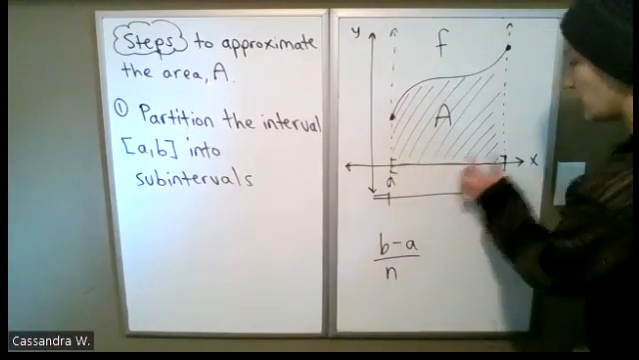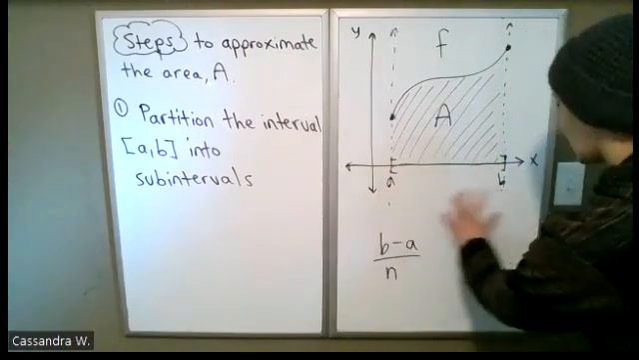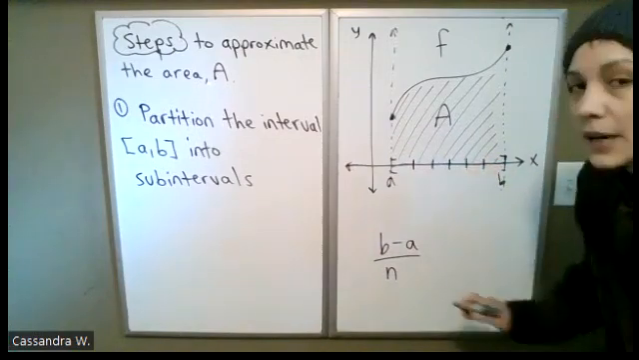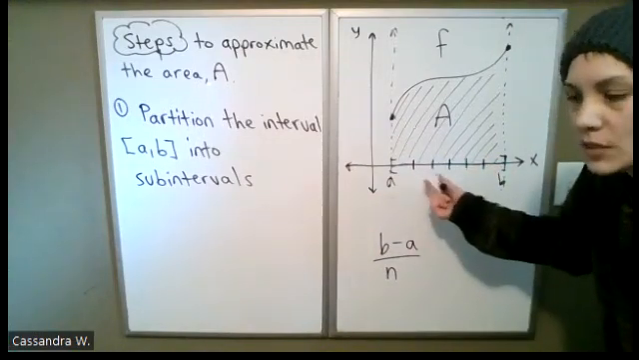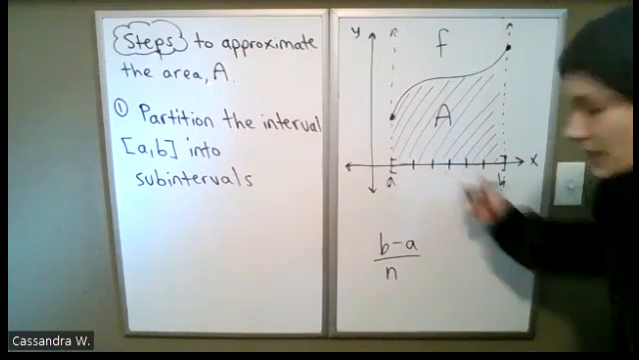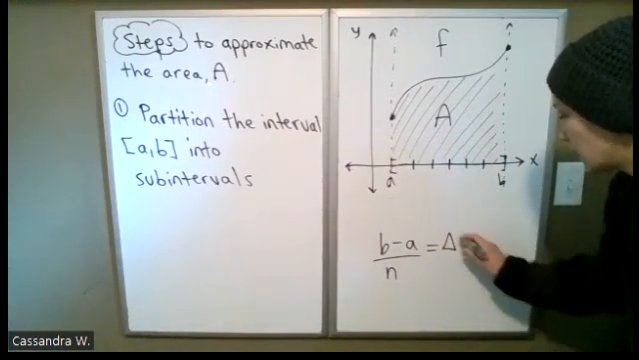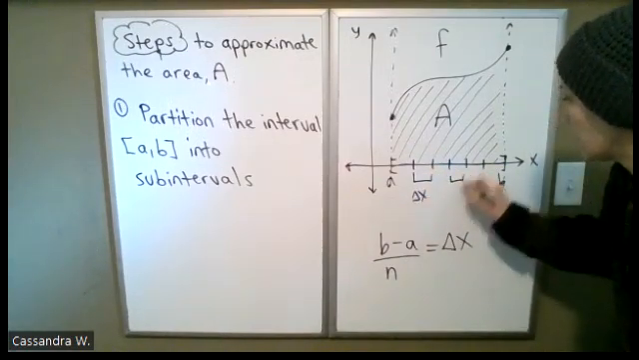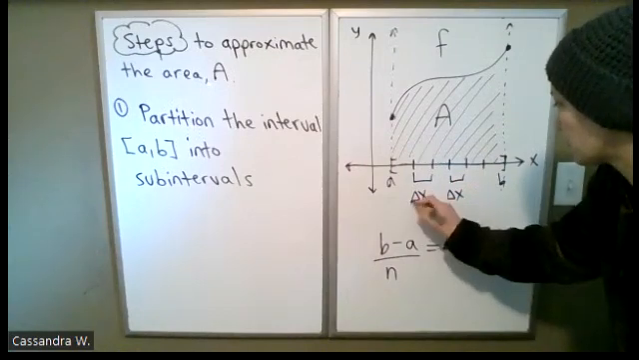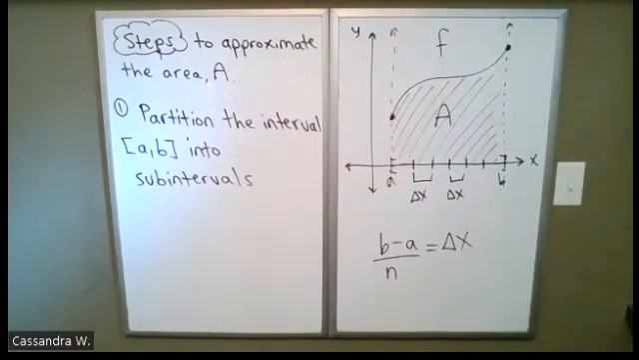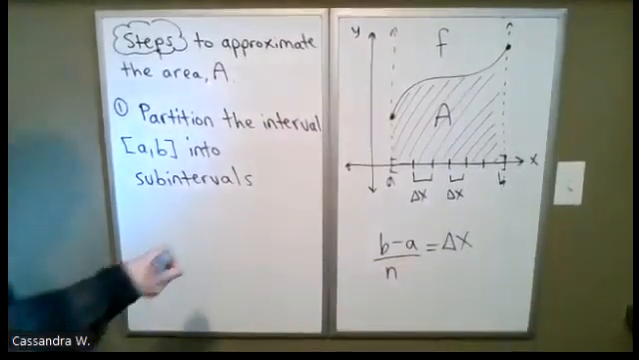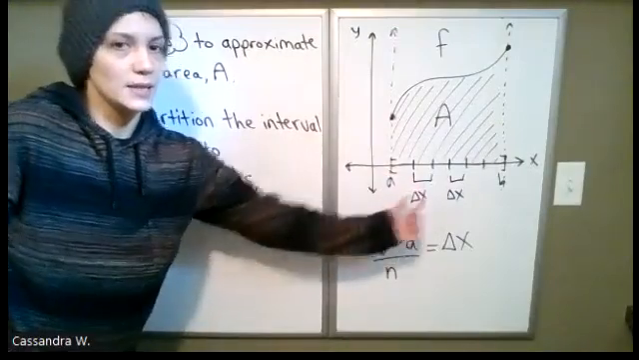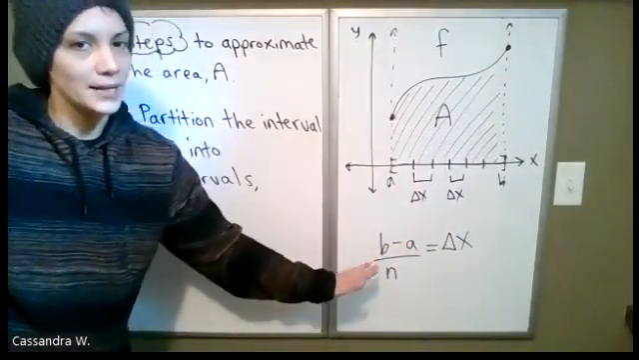So split this up into strips, all the same width. And we're going to call that, it's a change in x, delta x. So this is delta x. Every subinterval has width delta x. Delta x is b minus a over n.